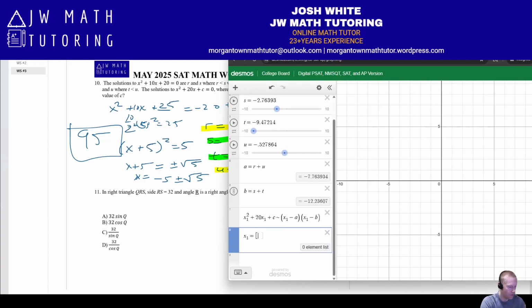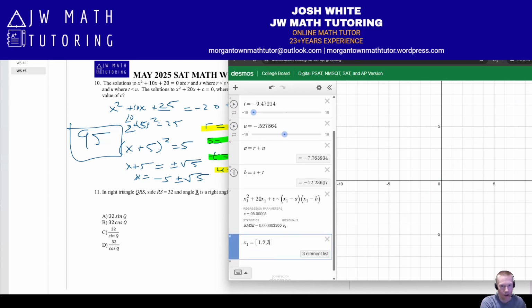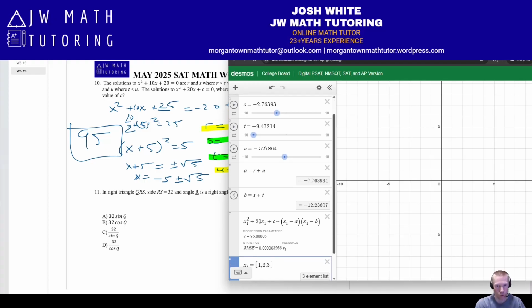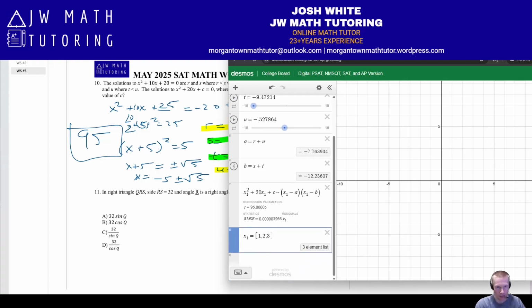Technically, though, I do need to define x1 as a list. Now, I don't know why the residual doesn't... Oh, I know why. The residual doesn't work out exactly even. It doesn't give you exactly 95 because I had to estimate up here for r and s and t and u. Because I don't have the full exact decimal value, that's why it doesn't work out to exactly 95.